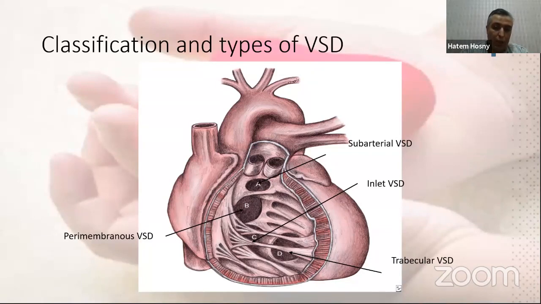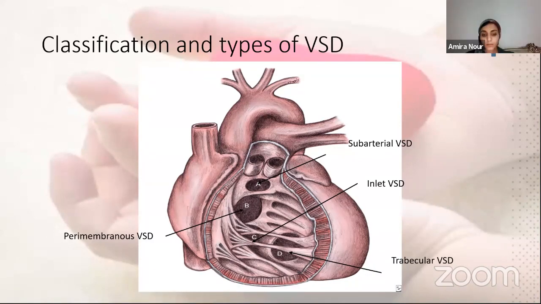And so we like to describe the VSD in relation to the valves. So if a ventricular septal defect has a part of the edge of the defect reaching the tricuspid annulus and aortic annulus, we call that a perimembranous VSD. On the other hand, if a part of the edge of the defect reaches the pulmonary annulus and aortic annulus, we call that a subarterial VSD.